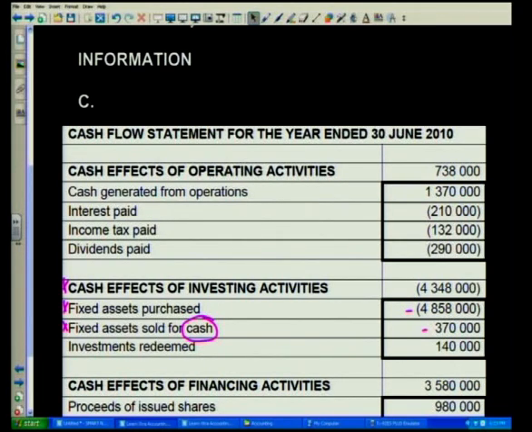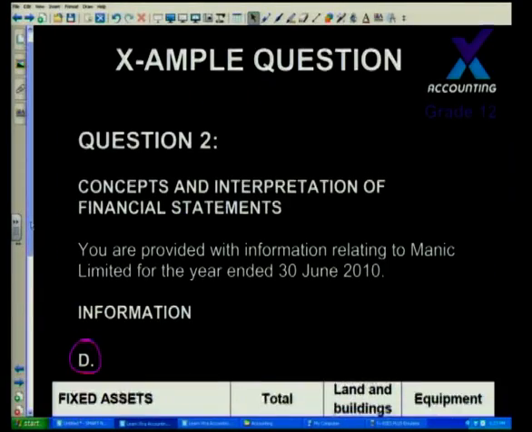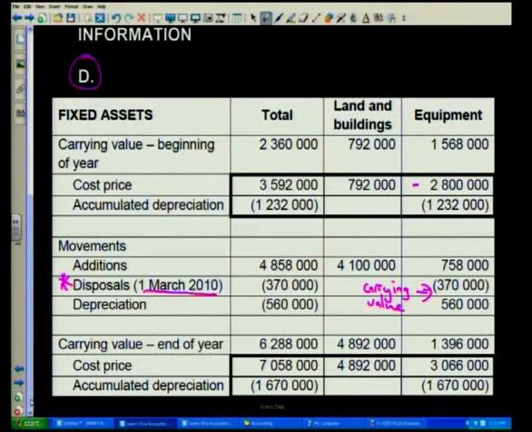Now, nowhere did it give us a cost price or any other information on this equipment that we've sold. All we have is the information that's given to us here in the fixed asset note. Now, what's important to realize is that when you're looking at the fixed asset note, the cost price at the beginning of the year and the cost price at the end of the year have changed. You can see it went up from 2.8 million to 3.066 million.